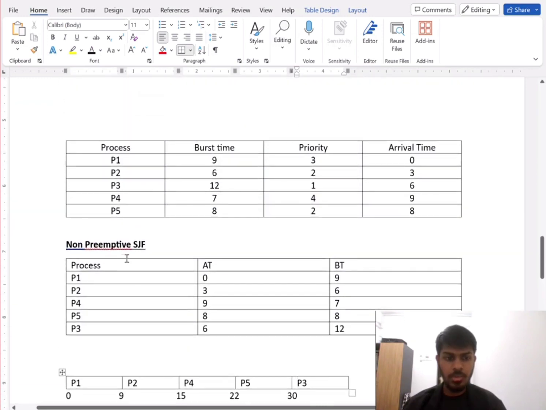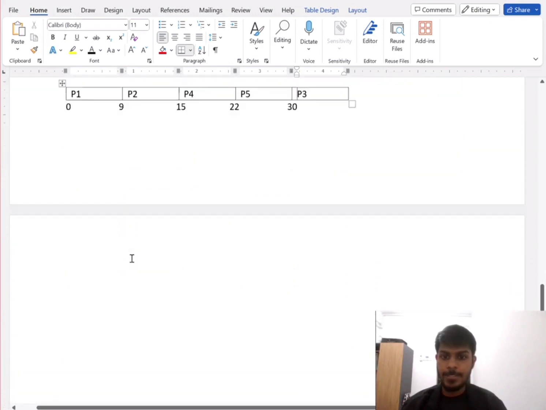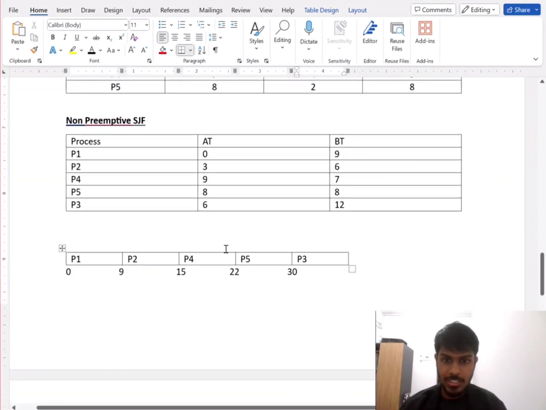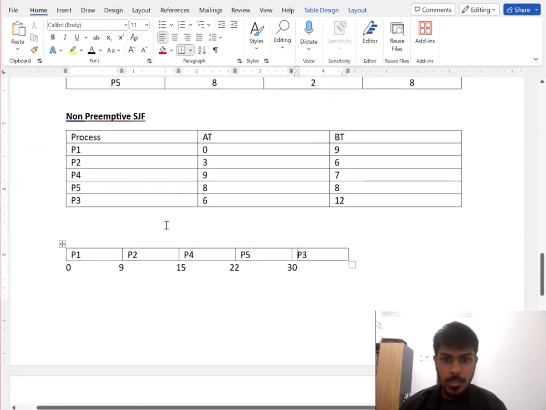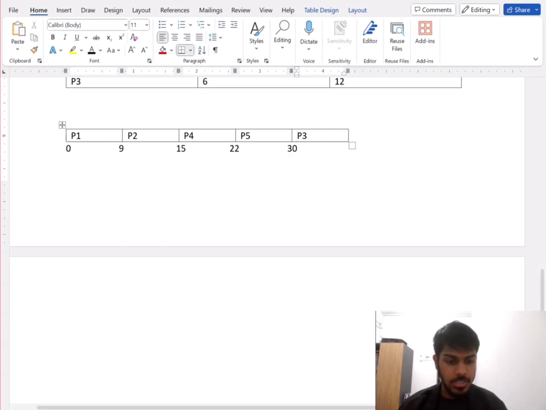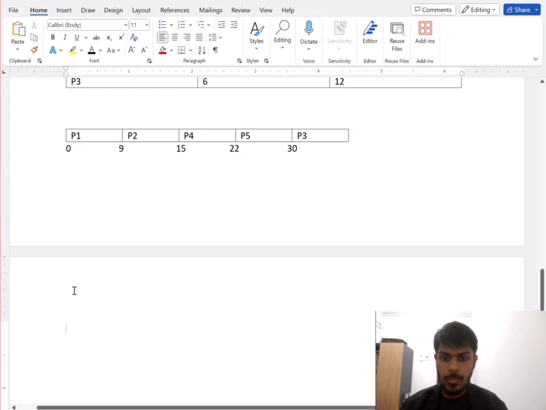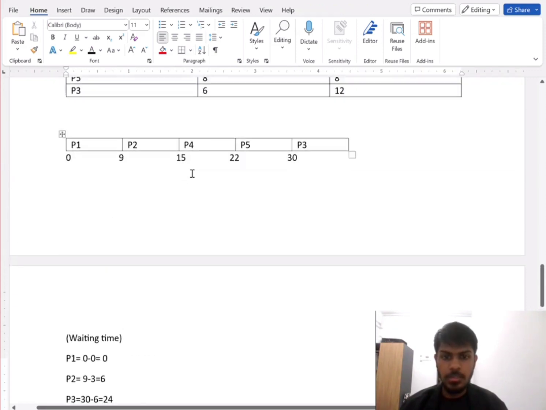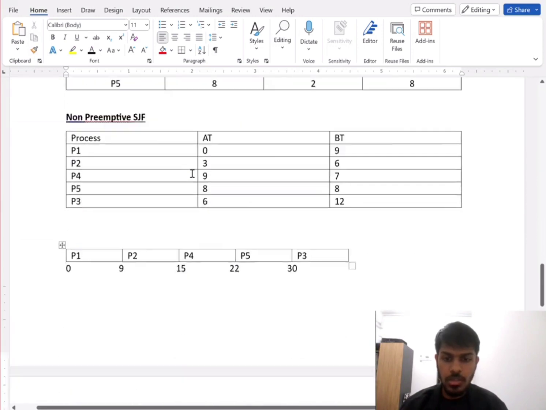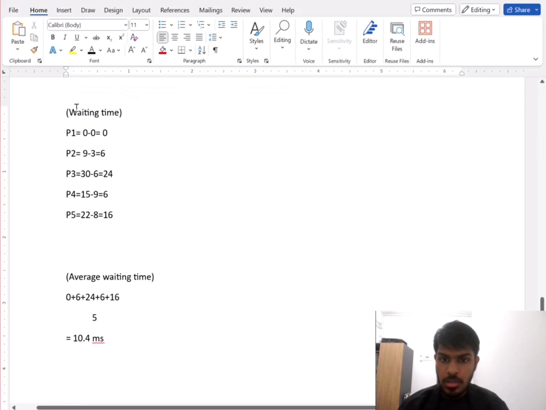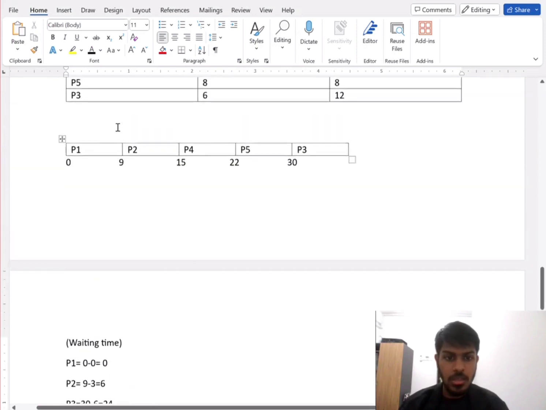Thus completing non-preemptive SJF. This is the answer for the Gantt chart, and now I'll be finding the waiting time and average waiting time, which is pretty much the same. Copy, paste here, and since the answers are similar compared to the previous one, the waiting time calculation is similar.